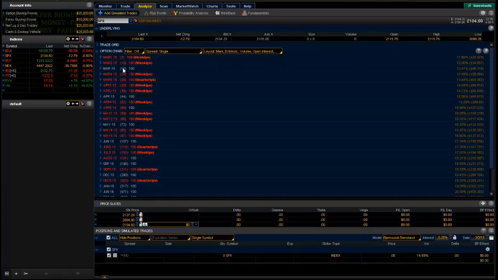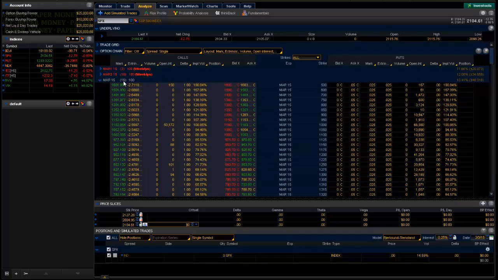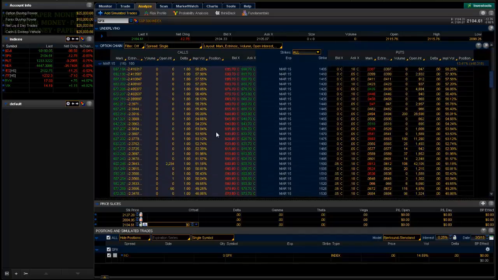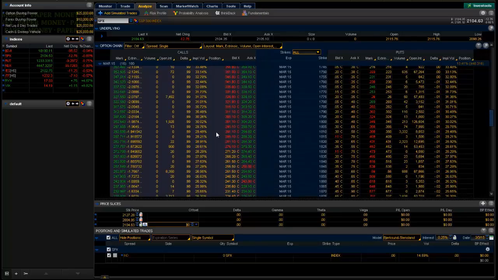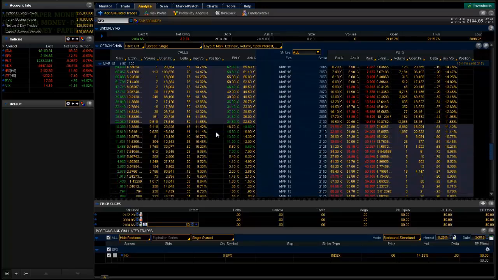I can come into this trade right here, 16 days until expiration, and I can right away identify two columns I want your eyes to look at: volume and open interest. 12,000 contracts have exchanged hands at this strike price on the put side. 9,000 have exchanged hands on the call side.